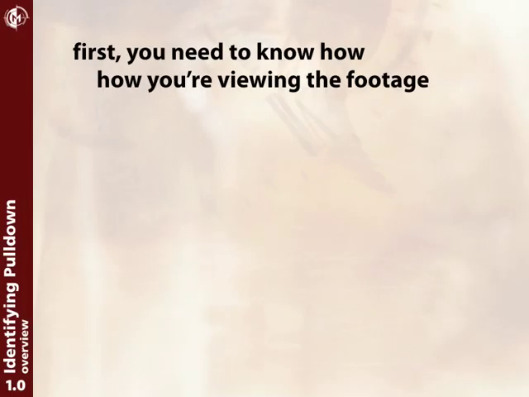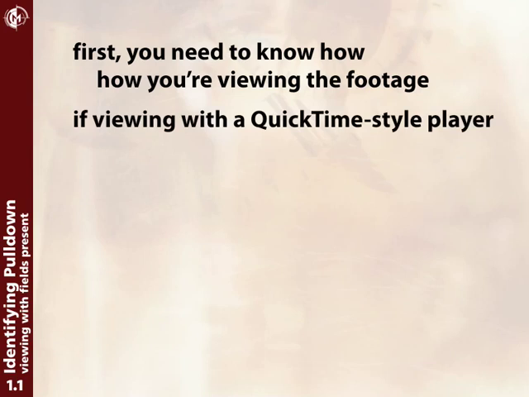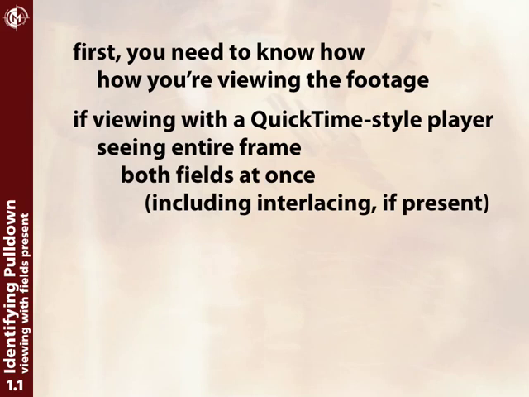It's fairly easy to look at a piece of footage and figure out whether or not it has 3:2 pulldown in it. But before you know what to look for, you need to know how you're viewing the footage. If you're looking at the footage through a normal QuickTime style player, you're viewing every single frame with interlaced fields present. So that's a different pattern.